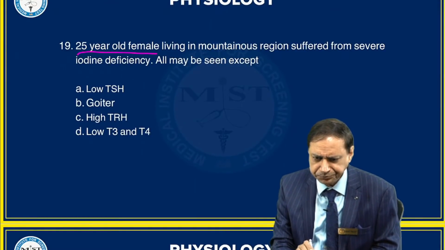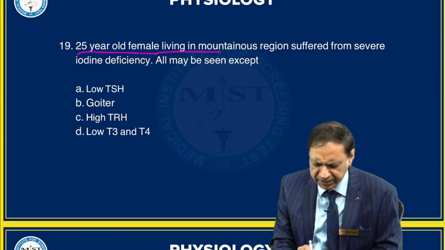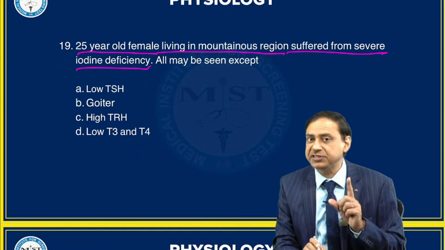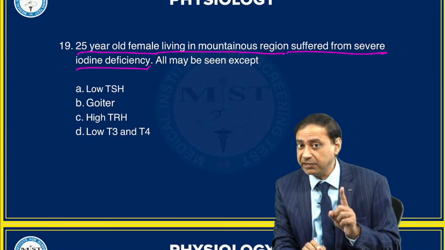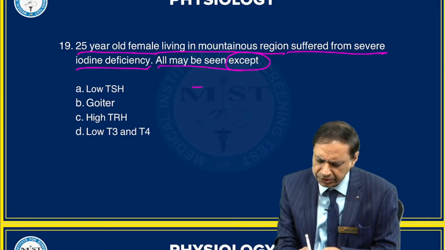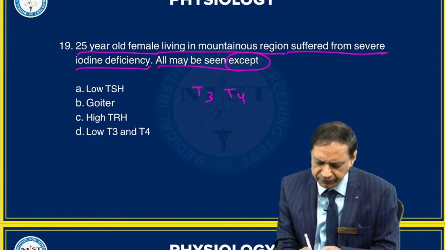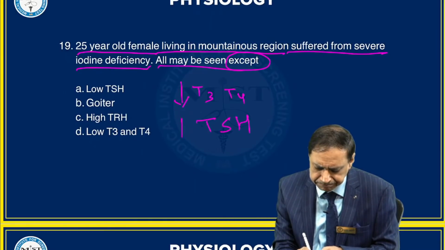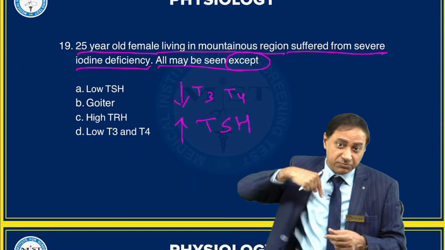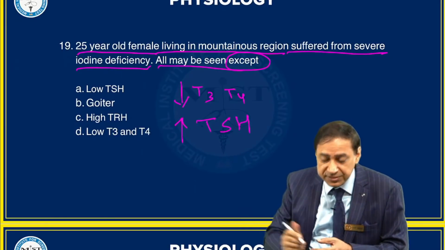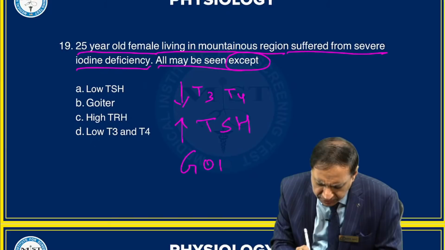A 25-year-old female living in a mountainous region suffered from severe iodine deficiency. Iodine deficiency goiter will develop. All may be seen except, simple question. In such a scenario, she will develop iodine deficiency goiter. T3, T4 will become low. As a feedback, TSH will become high. So TSH will stimulate the thyroid so that more T3, T4 can be produced. And because of this TSH stimulation, goiter will develop.